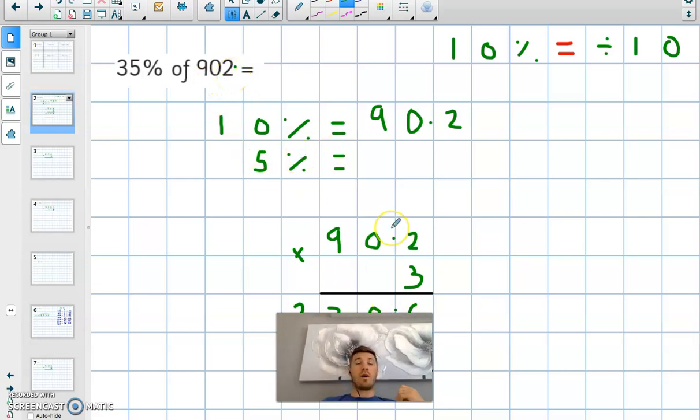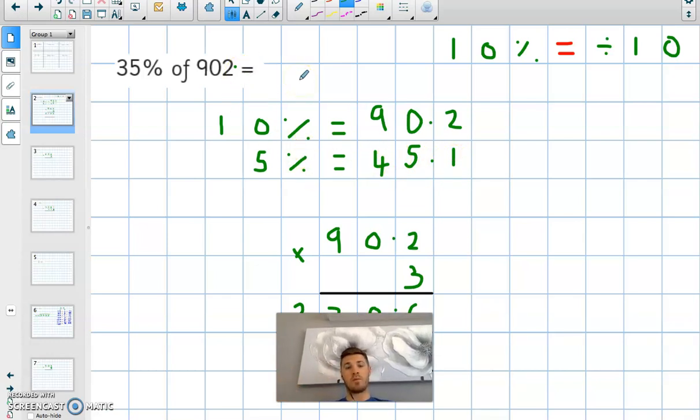Now, we need to find an extra 5% to make 35%. So to find 5% of the number, you need to half whatever 10% was, because half of 10 is 5. Okay, so we know that half of 90 is 45. Let's drop that decimal point down again, and half of 2 is 1. So 45.1 is 5% of 902.